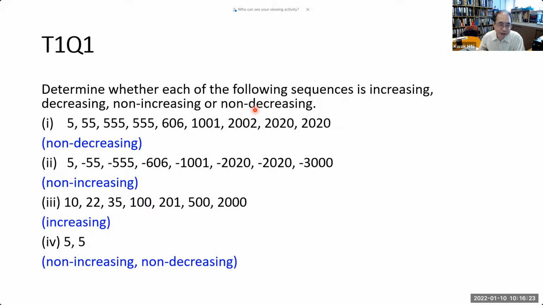So this one is just a warm up, no difficulty. Okay, any question? Next.